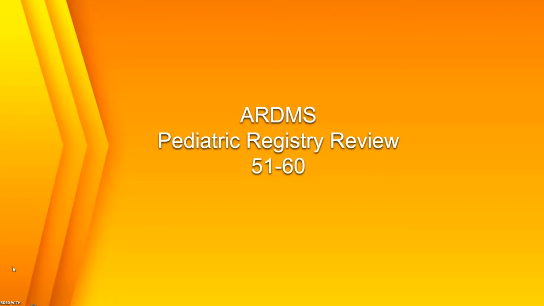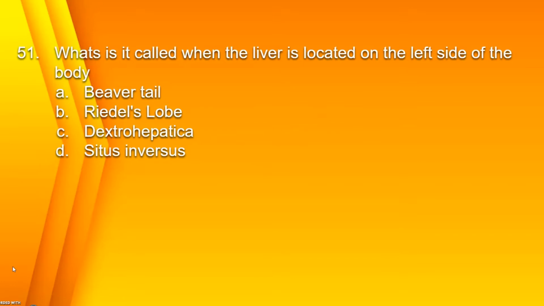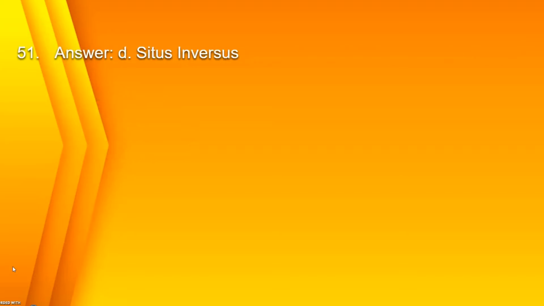All right, time for the next 10 questions, 51 through 60. Number 51. What is it called when the liver is located on the left side of the body? A. Beaver tail. B. Riedel's lobe. C. Dextrohepatica. Or D. Situs inversus. The answer is D. Situs inversus.